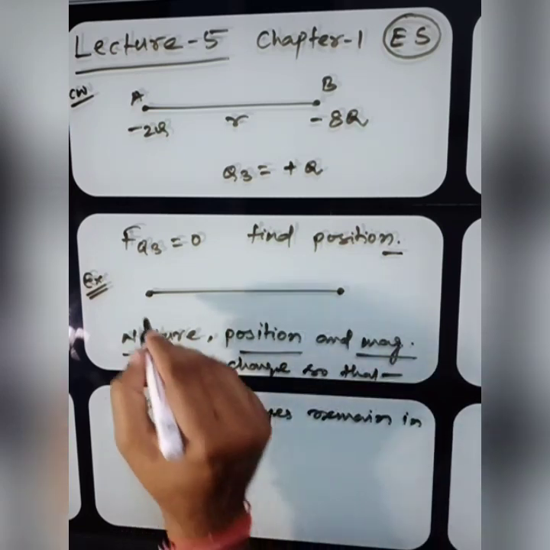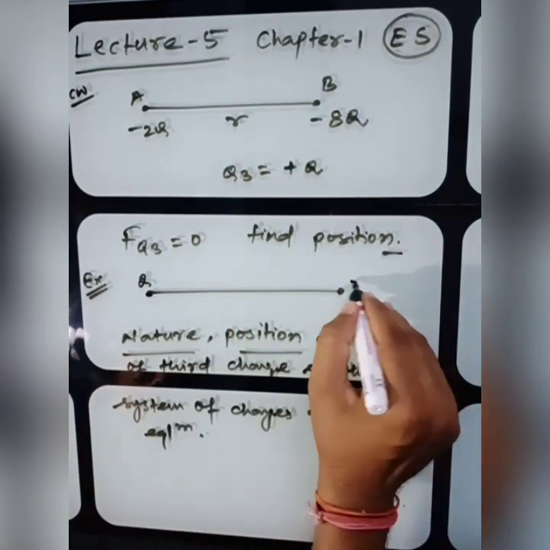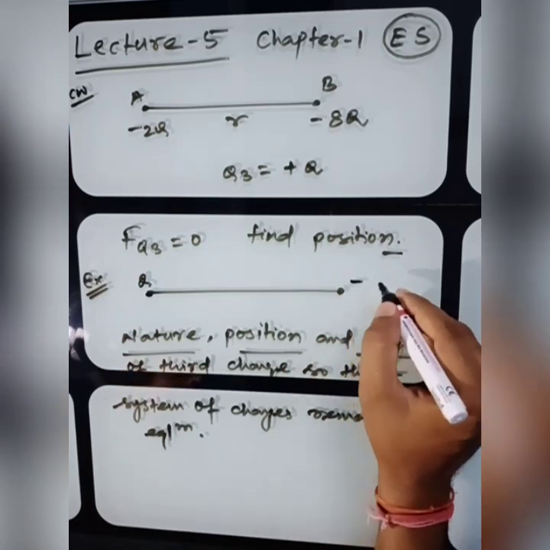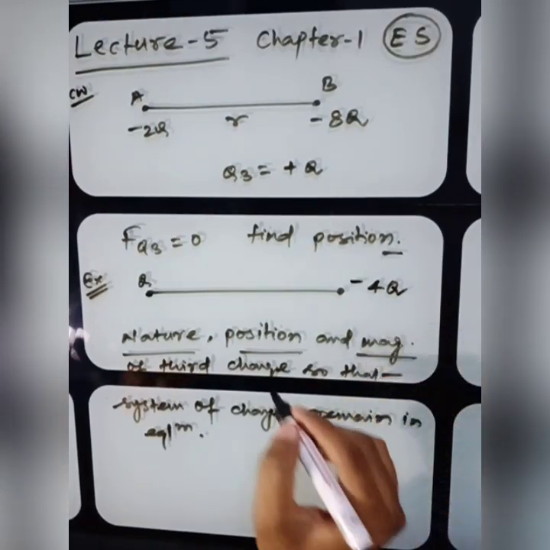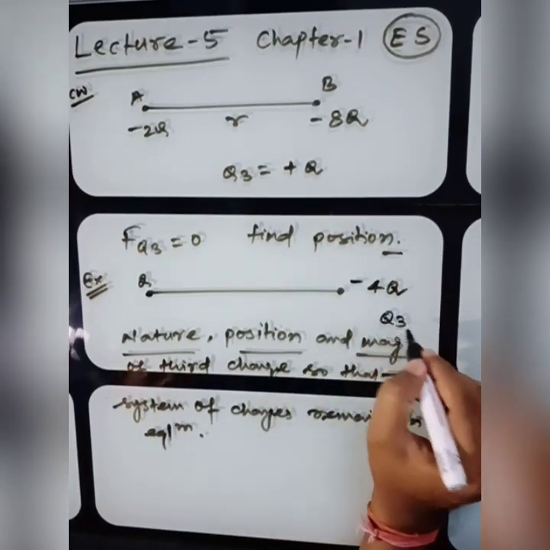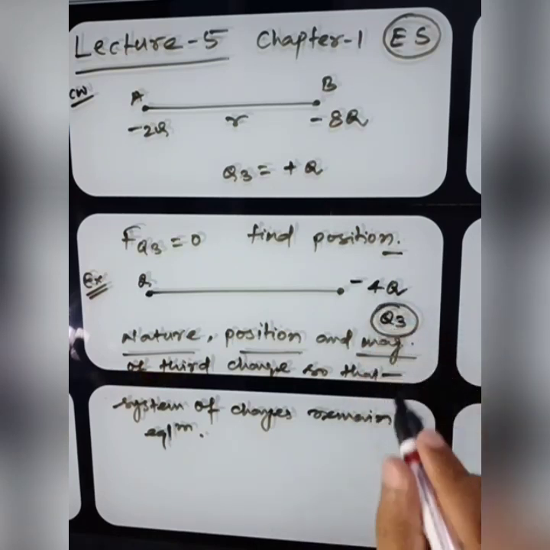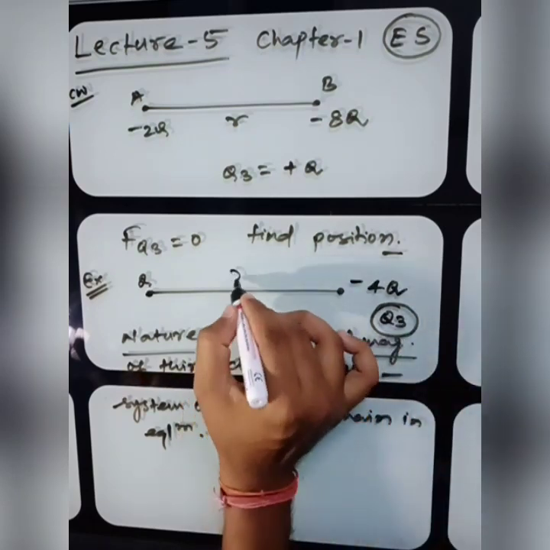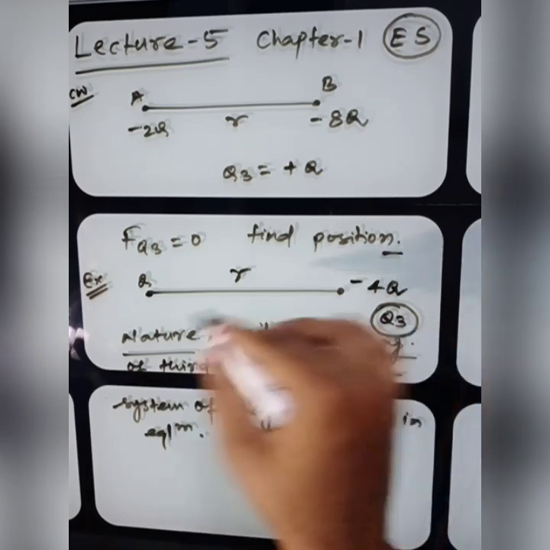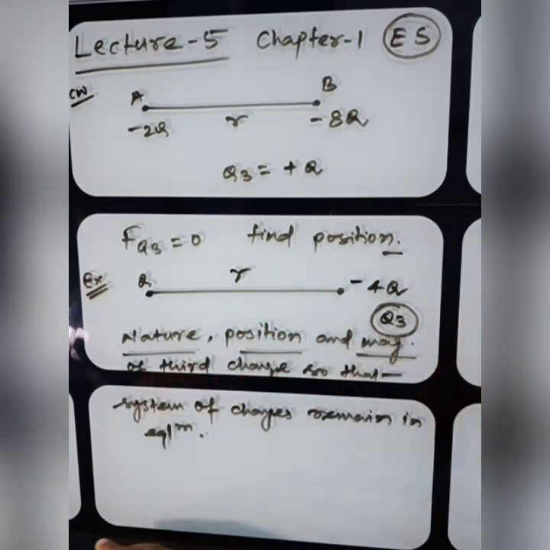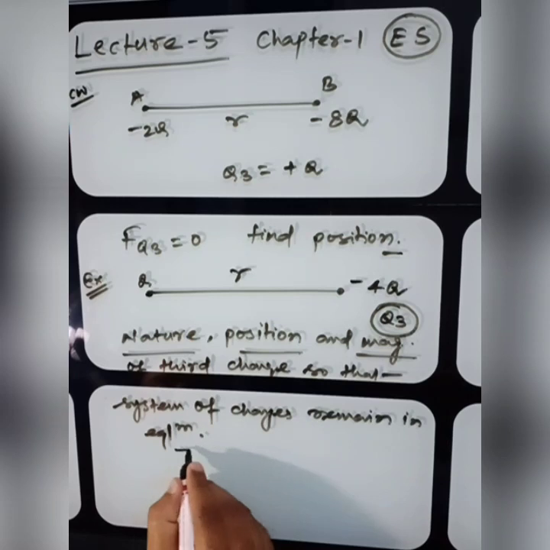Equilibrium means all the three charges. If I put here Q and here minus 4Q, and the third charge, we don't have any idea whether this third charge is positive or negative, and what is its magnitude. But the question is asking, the separation is R, where should the third charge Q3 be placed so that the system remains in equilibrium. How will you solve this question? I was asking what is the meaning of equilibrium.